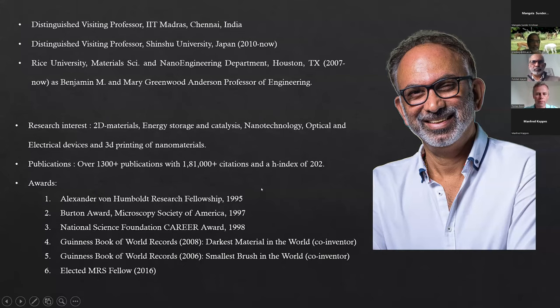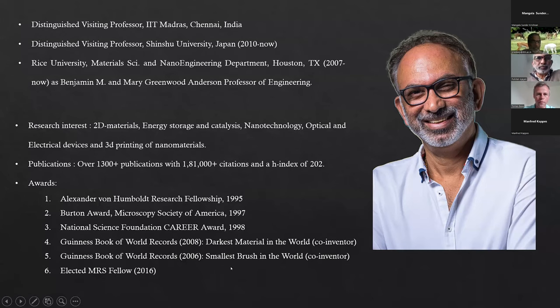Among many awards he has received, some of them are Alexander von Humboldt Research Fellowship in 1995, Burton Award, Microscopy Society of America 1997, National Science Foundation Career Award in 1998. He has also been in Guinness Book of World Records for the darkest material in the world as a co-inventor in 2008 and smallest brush in the world as a co-inventor in 2006.